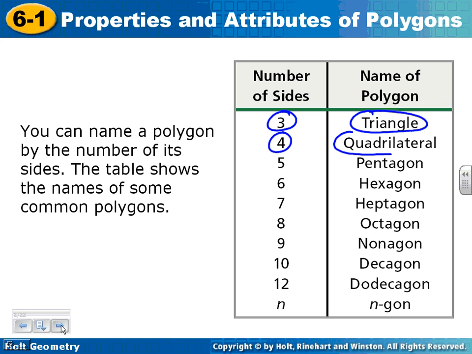4 sides, quadrilateral. 5 is pentagon, 6 hexagon. 7, not so popular, heptagon. 8, think a stop sign, octagon. 9 is nonagon. 10, decagon. 12 is dodecagon. And n sides is n-gon. In other words, we don't have names above 12. So if a polygon has 13 sides, it's called a 13-gon. Yeah, pretty fancy name. If it has 14 sides, it's called a 14-gon, 15-gon, 16-gon, and so forth. We don't have specific names above 12.